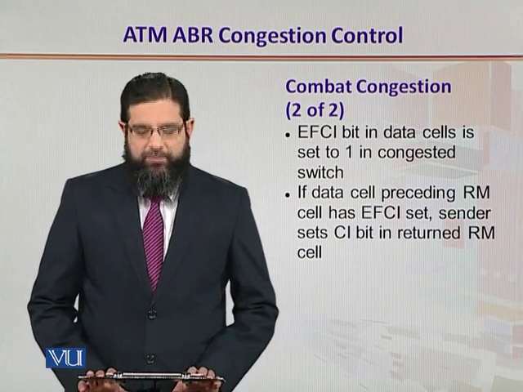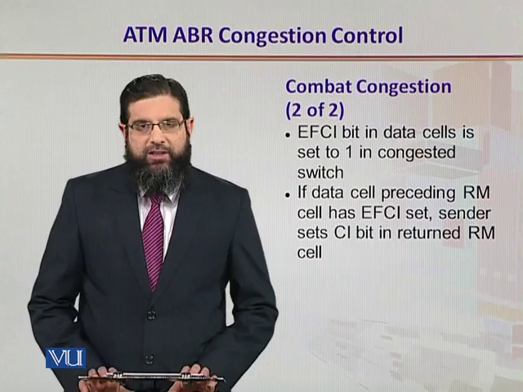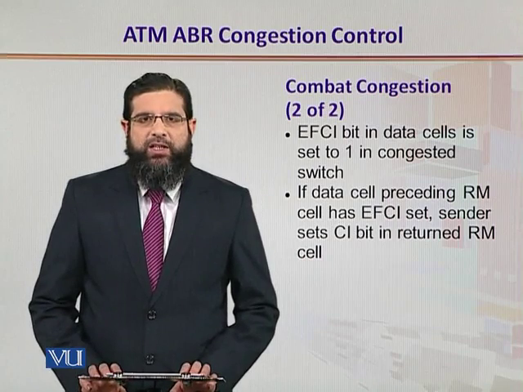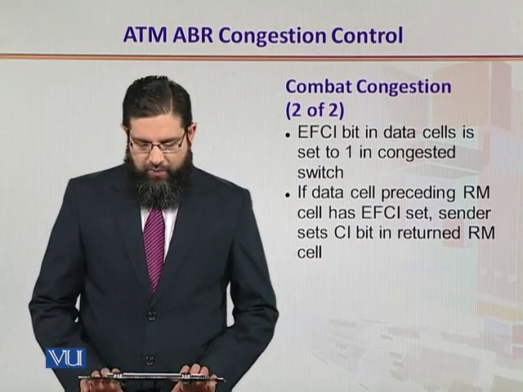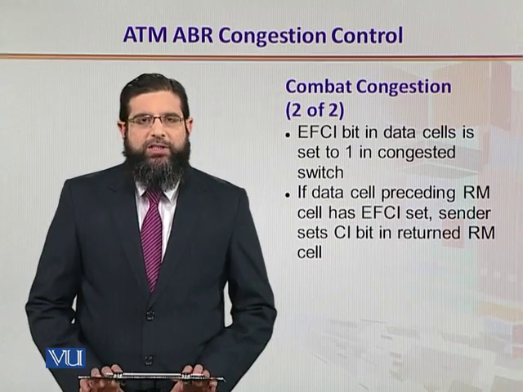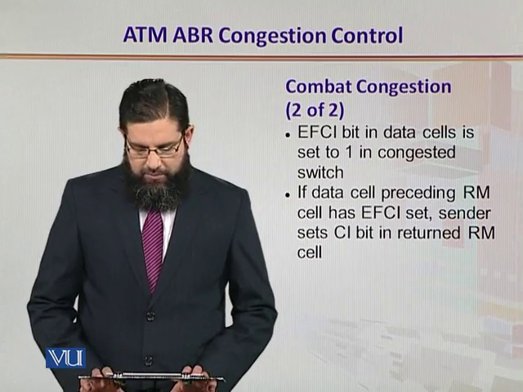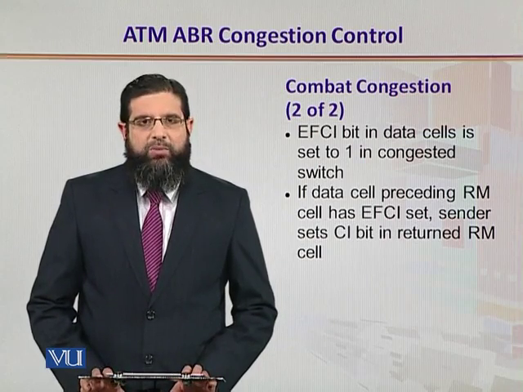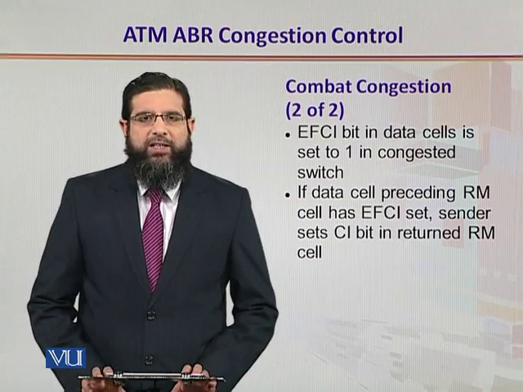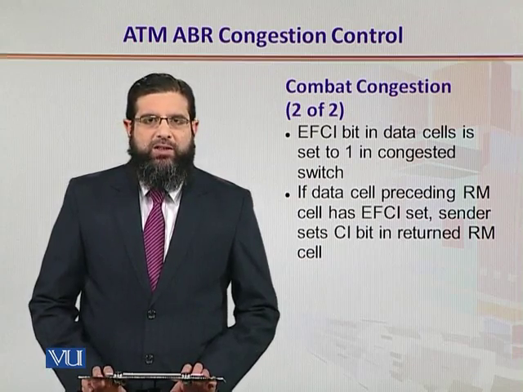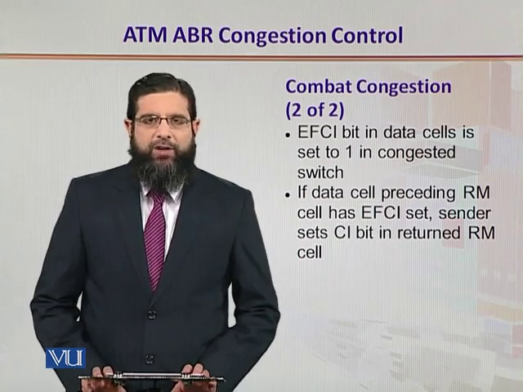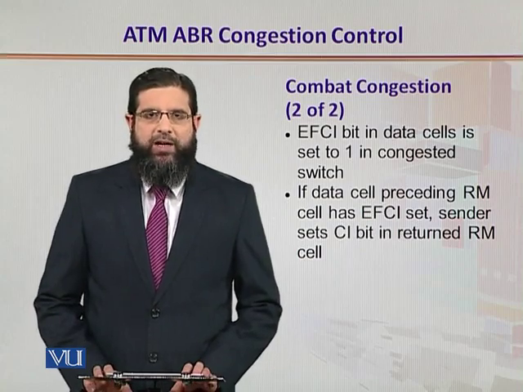Likewise, explicit forward congestion indication bit is included in data cells. If it is set to 1, it means the switch is experiencing congestion. If the data cells which precede the resource management cells have explicit forward congestion indication set, the sender sets congestion indication bit in returned resource management cells. So the data cells as well as the resource management cells work together to combat congestion by conveying information between the sender and the receiver and the intermediate switches.